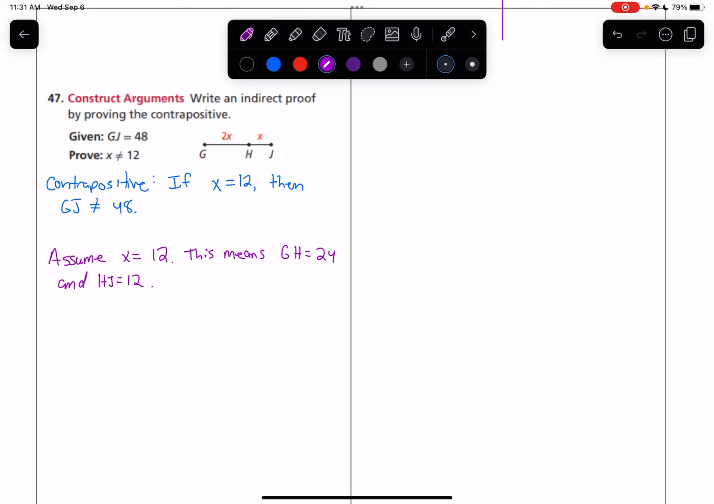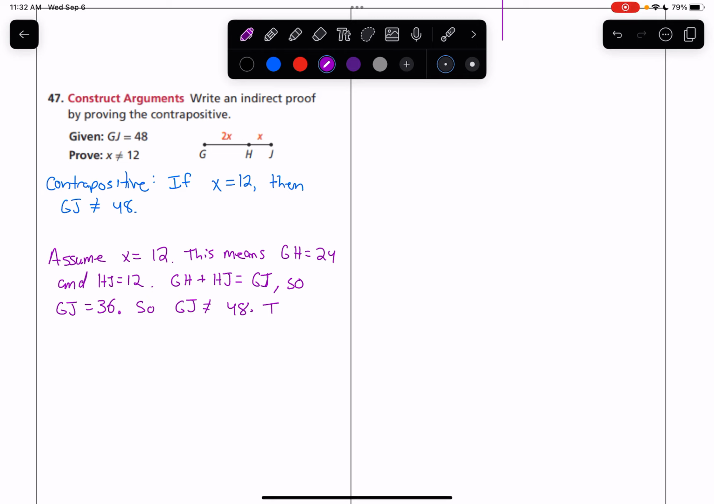And I know that using the segment addition postulate, GH plus HJ equals GJ. I know that for sure. So if I substitute in 24 and 12, GJ would be 36. So it's not equal to 48. So GJ does not equal 48. I've just proven the negation of the hypothesis. Therefore, I've proven the contrapositive.